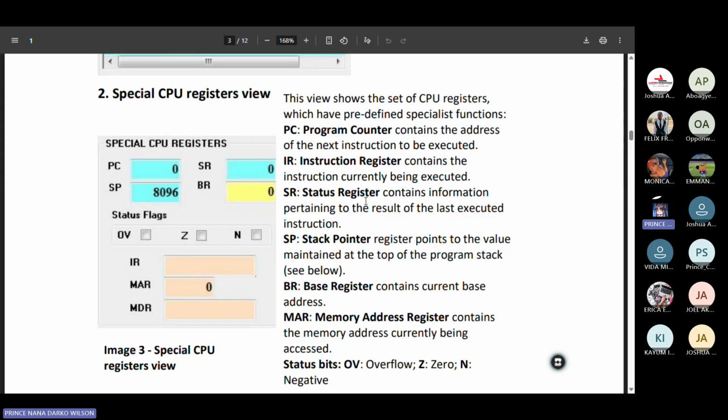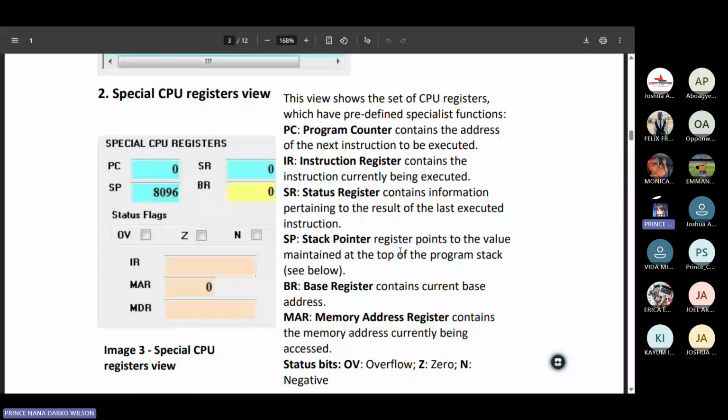And there is the status register. We just talked about the stack pointer. It points to the value maintained at the top of the program stack. So if you remember what Professor Solomon was teaching us back in the day, the stack, he mentioned that data can be stored in stack form. In other words, they are piled on top of each other. And then sometimes we can retrieve them from the bottom or retrieve them from the top by popping. If you remember that, the term he used, pop. Okay. We'll come to that later.